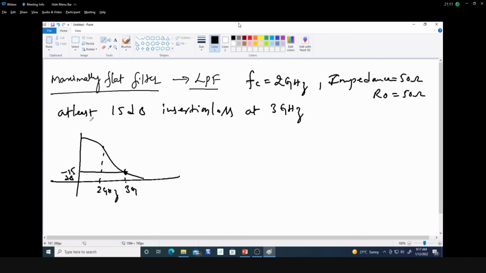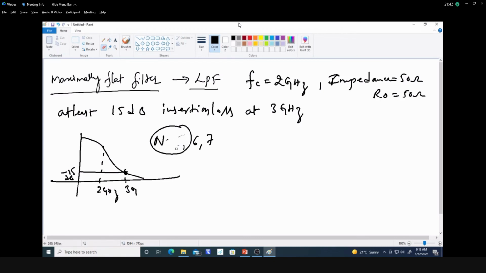Now we need to compute and plot the frequency response, that is the amplitude response of the filter. We also have to find out the element values and the circuit. So how can we find out the circuit? To get this 15 dB insertion loss, we have to find out what is the order of the filter. We need to get the element values, and for that we need to find out the order of the filter.